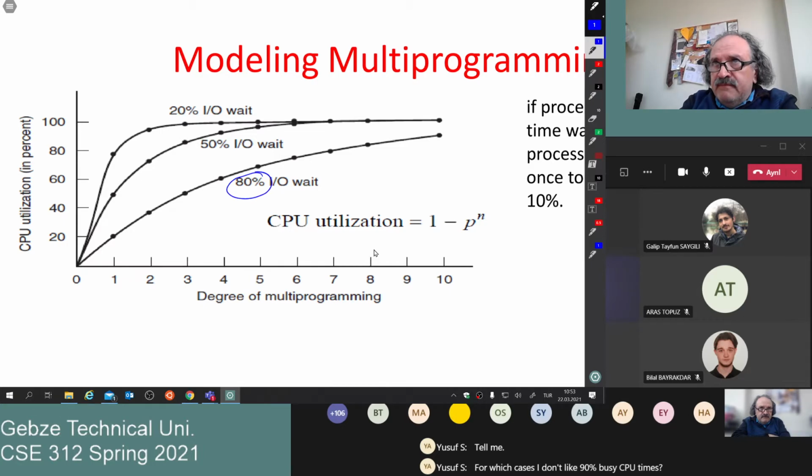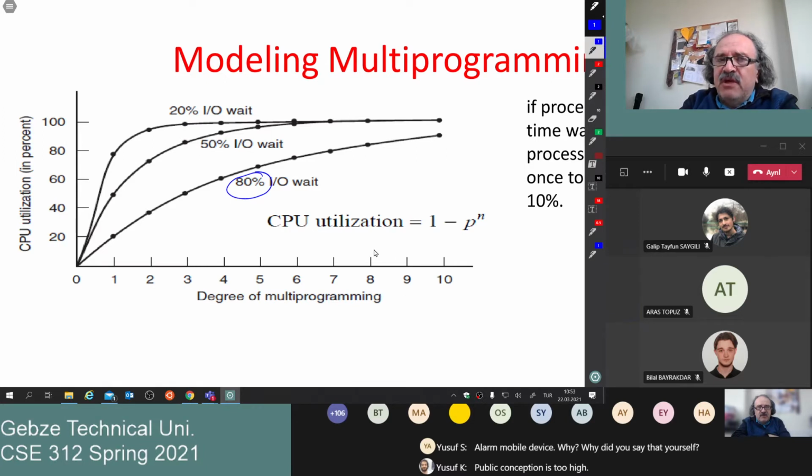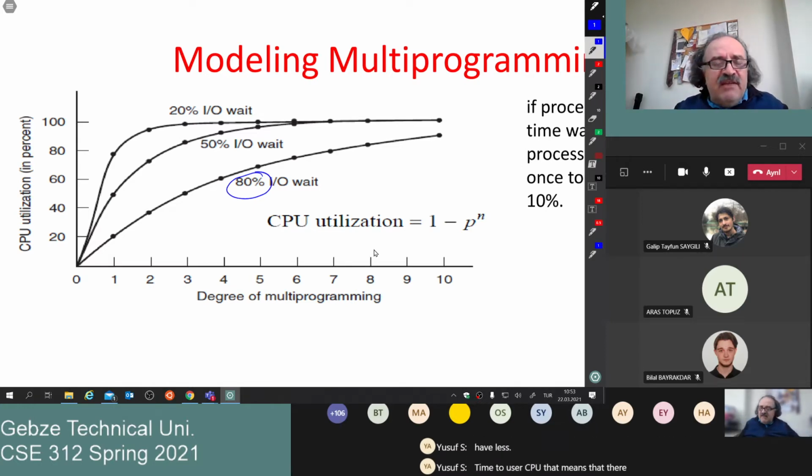Mobile device. A mobile device, why did you say that, Yusuf? Power consumption is too high. Yeah, power consumption is too high. Tell me another reason I don't like this. User interface may be laggy. Yeah, if my CPU is 90% busy, then my interactive processes will have less time to use the CPU. That means that their interactivity will not be as good as I want.